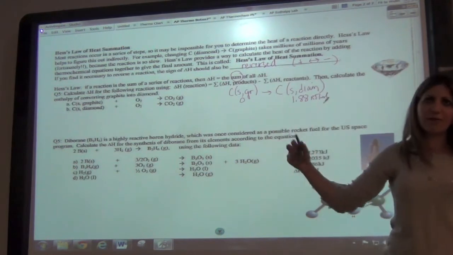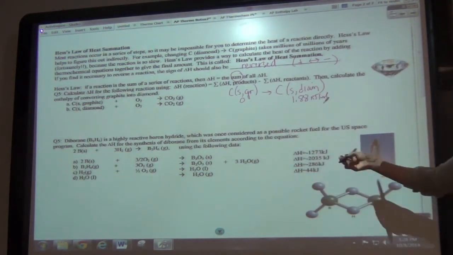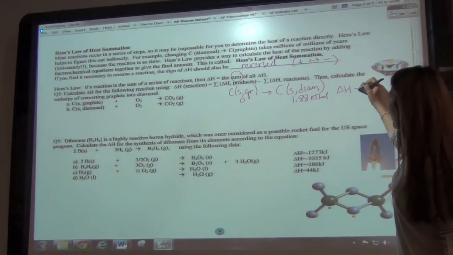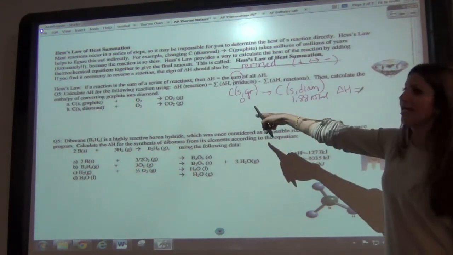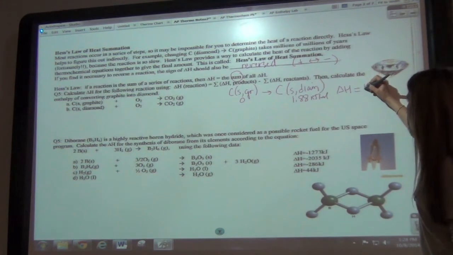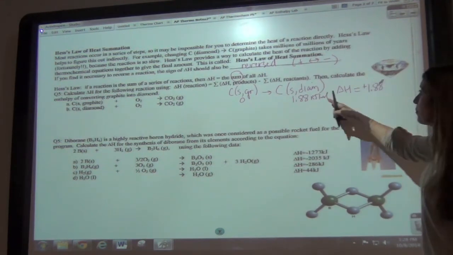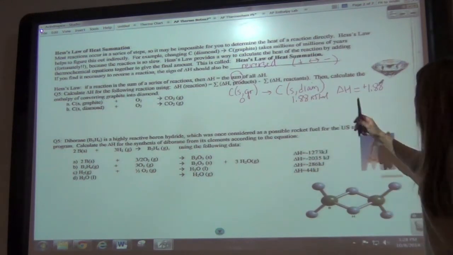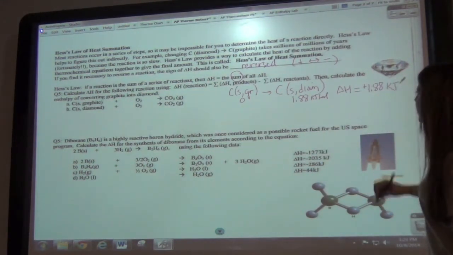And it is a mole, so that works. That's kilojoules per mole. So that's 1.88. So how do you figure out the delta H for this? You do products minus reactants. So you would just do 1.88 minus 0, which means our answer is positive 1.88 minus 0, which is just positive 1.88 kilojoules.